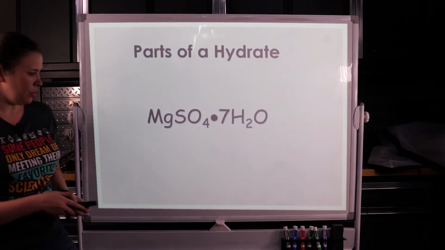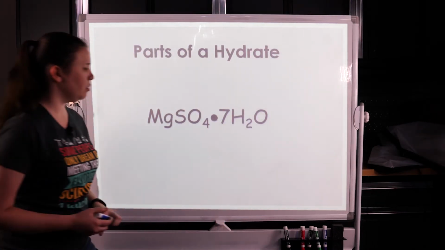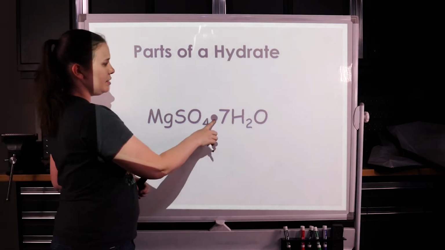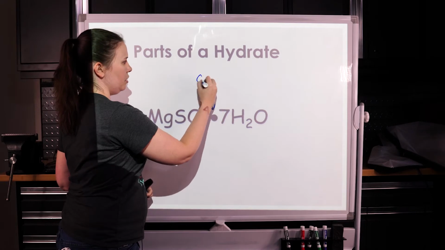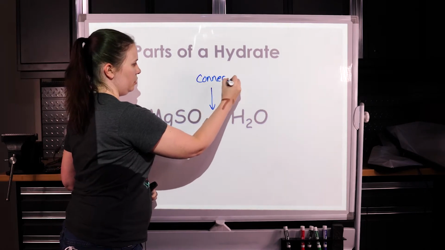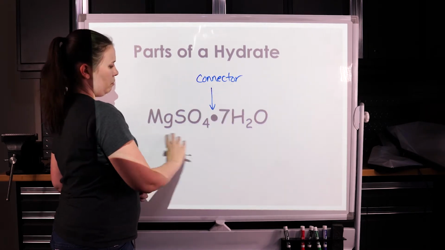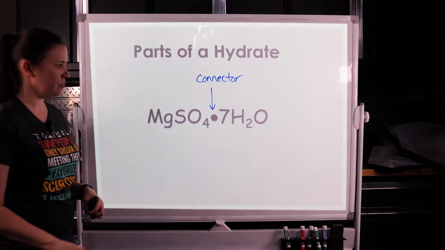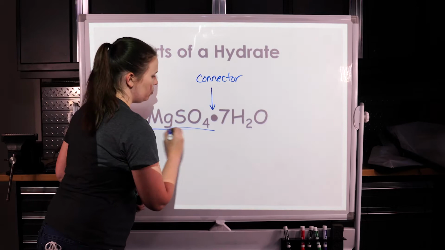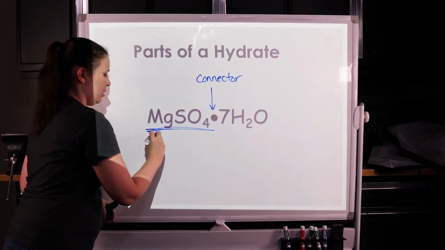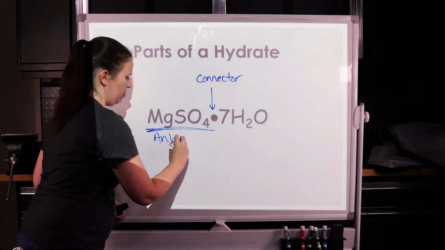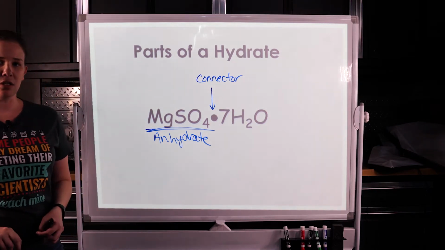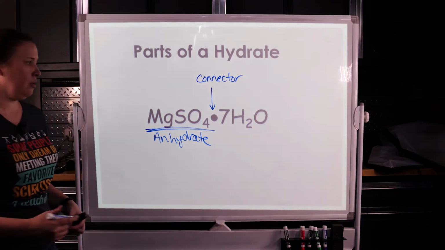All right, so let's break down a hydrate. Here's an example. You may remember things like this when we looked at the molar mass examples. This attachment is simply a connector. It is not a multiplier. So it shows that the magnesium sulfate is connected to 7 water molecules. The part that's before the dot would be our anhydrate, the part that does not have water in it. And when we go through dehydration, that's all we're left with.